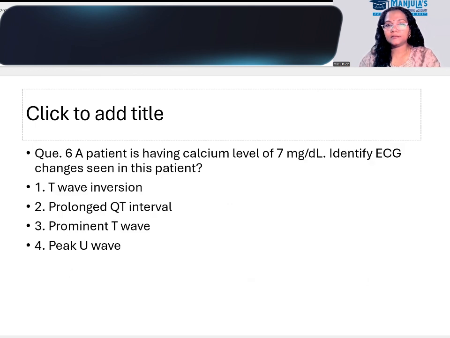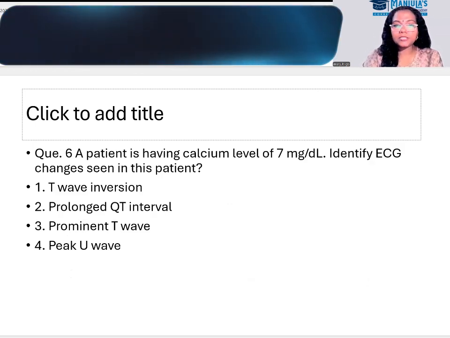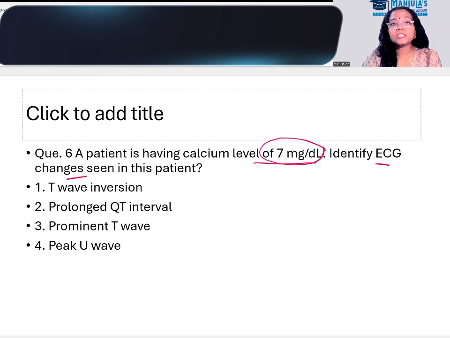All right. Now next question, a patient is having a calcium level of 7 milligram per deciliter. Identify the ECG changes. So when you get a question like this, you should know what 7 milligrams per deciliter means. Is it hypocalcemia or hypercalcemia? Then look at the options: T wave inversion, prolonged QT interval, prominent T wave, peaked P wave.